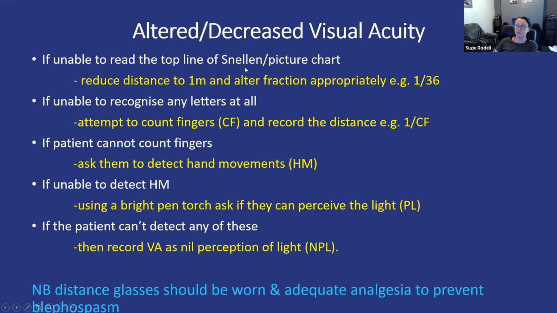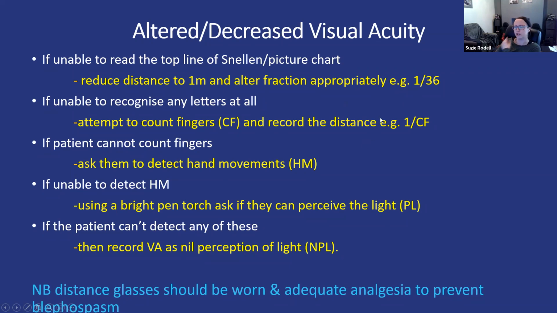If the patient has altered or decreased visual acuity, this is how you would document. So if they're unable to read the top line of the Snellen picture chart because their visual acuity is that bad, even with the pinhole, then you just ask them to reduce the distance to 1 meter. You get them standing at 1 meter from the letters. And if they can see that, you would document it as 1 meter instead of 6, sorry.